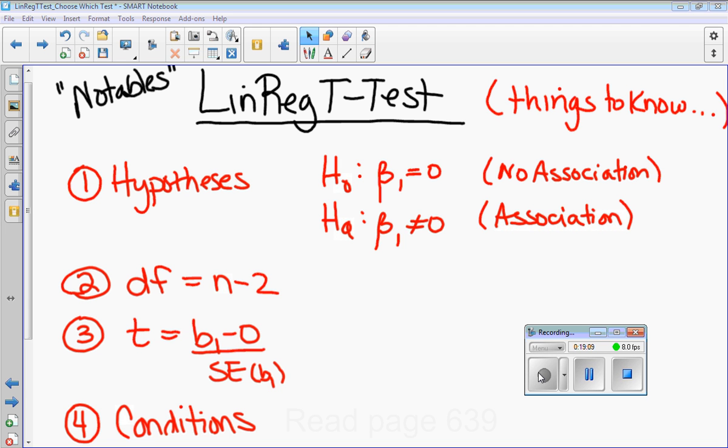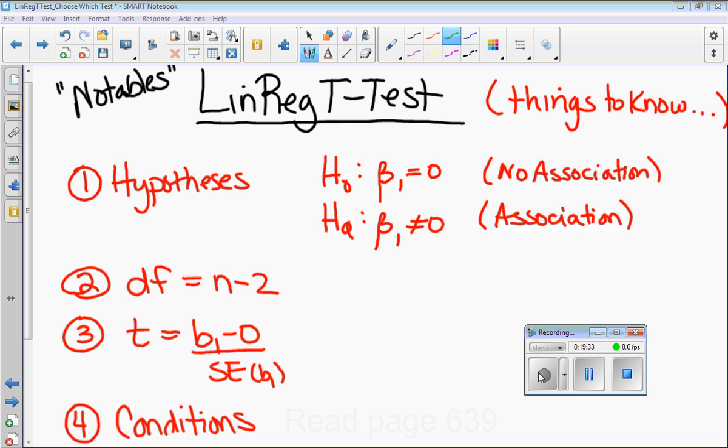So if they give us a scatter plot, or they give us data that is quantitative, then you know to do this test. And in a few minutes, we're going to look at all the tests put together and which test do I use and when. That's the quiz you're going to have on Wednesday. But here are some notable things with this LinRegTTest.